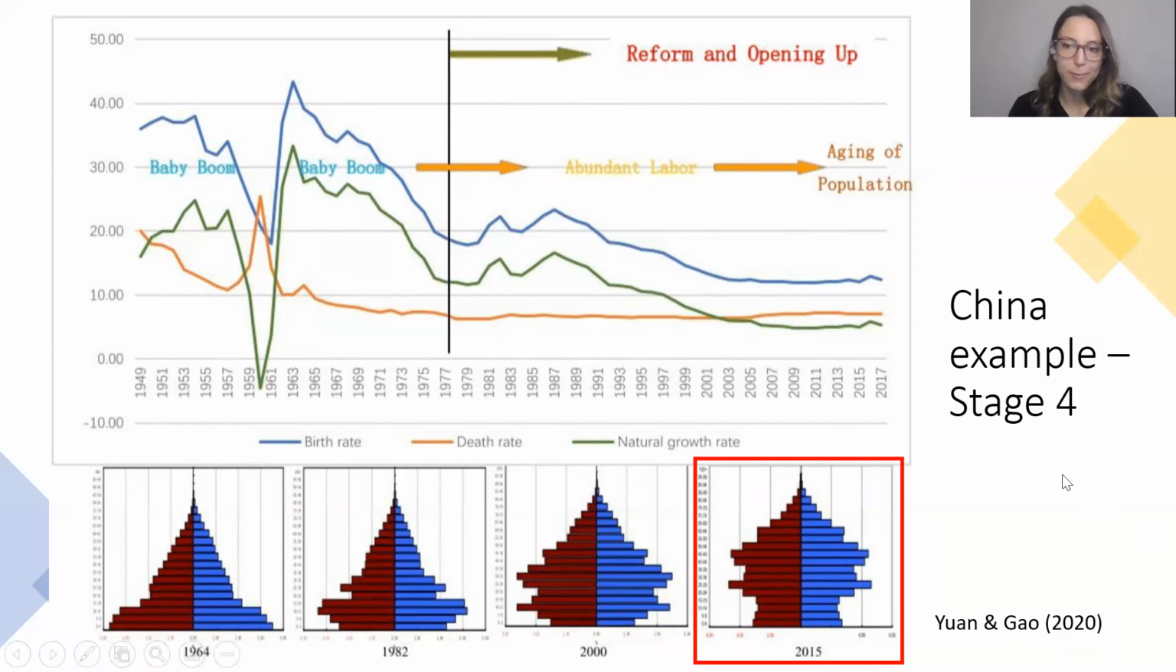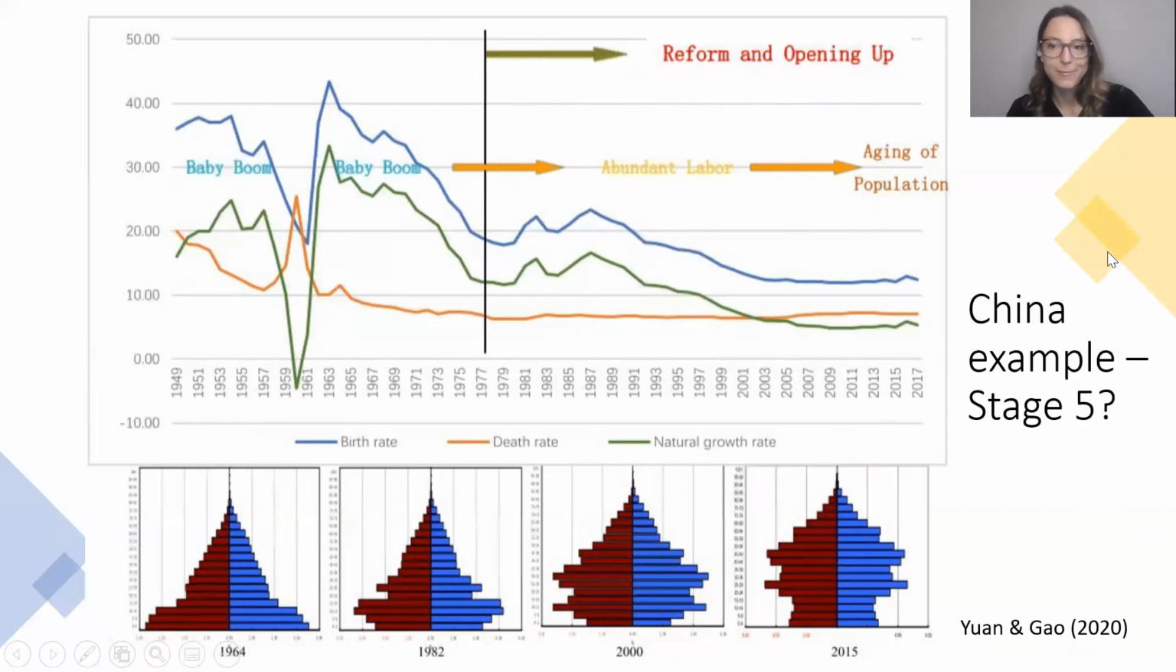So there's this question of what will happen with China in the future. Could it enter that stage 5? In short, there's no reason why it wouldn't. China is unlikely to see the large-scale immigration policy that many other countries are starting to look at in order to make sure that they don't enter that stage 5. So certainly it could happen, if birth rates continue to be really low, that it might actually enter that stage 5 at some point in the future.